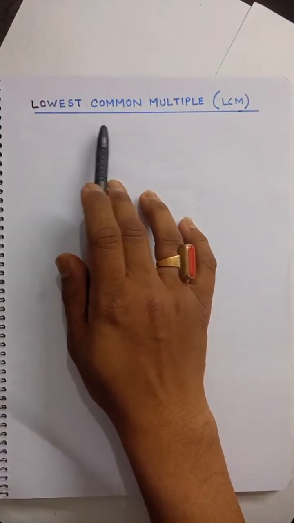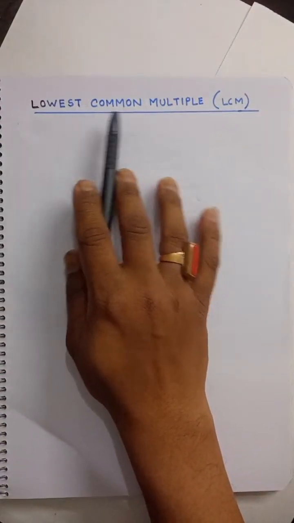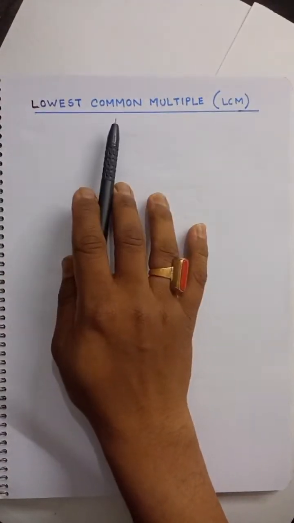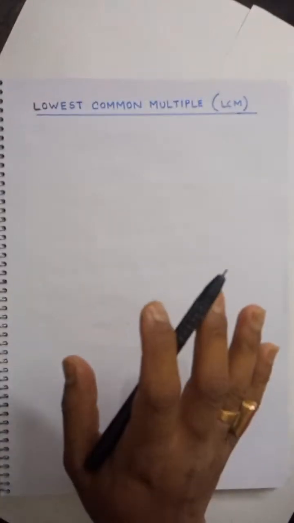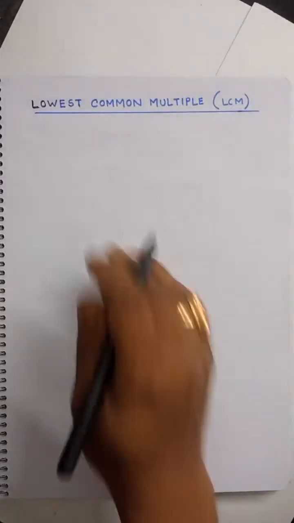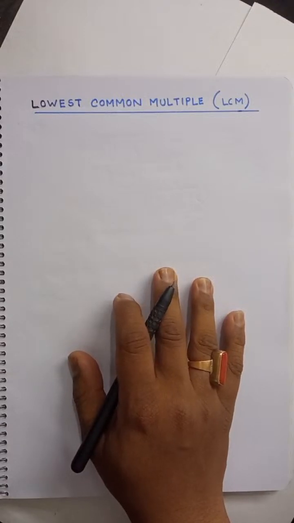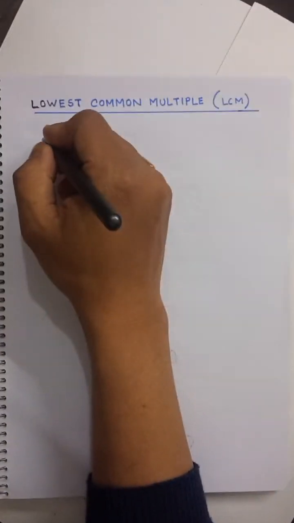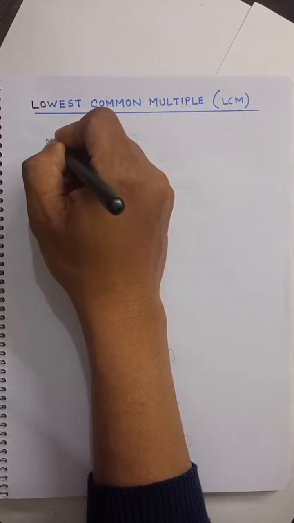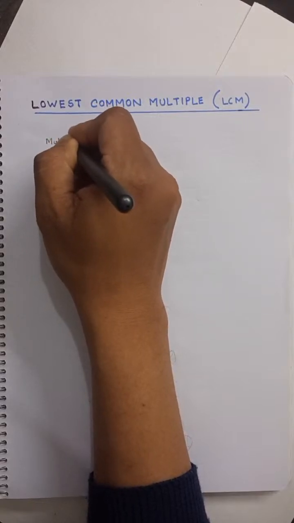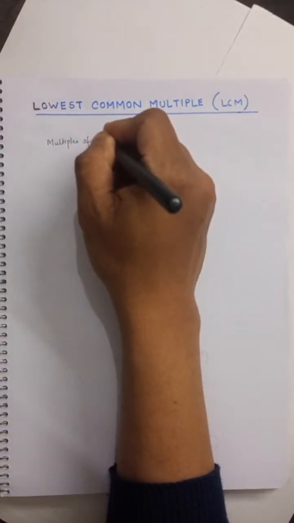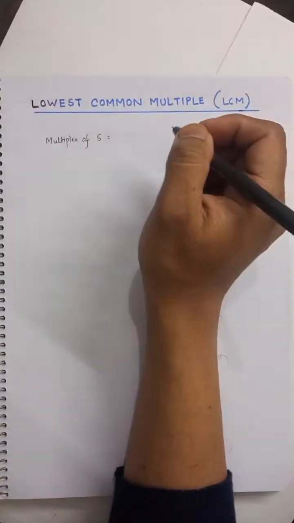let us begin. So it is very suggestive of the topic, lowest common multiple. Now let us first discuss what a multiple is. A multiple is obtained by multiplying any number with natural numbers. So this is very simple. Like if I am to find out the multiples of 5, so basically we are referring to the multiplication table of 5, right?